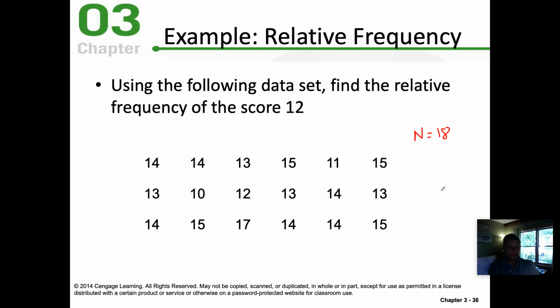What we're going to do in this case is create ourselves a frequency distribution. Note right off the bat that the lowest score is 10, and the highest score is 17. All of the other data points here give us numbers that are in between 10 and 17. So again, I'll give you a second here to write down these 18 numbers. Okay, hopefully you had enough time.